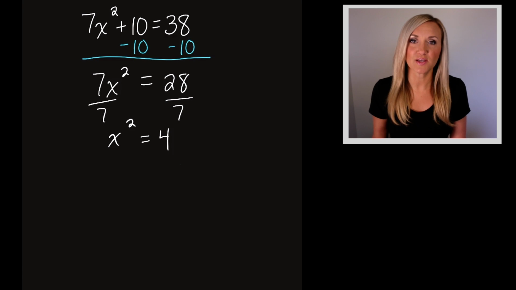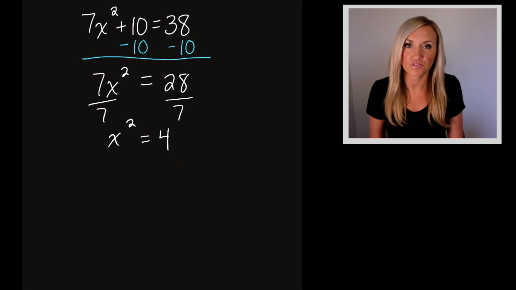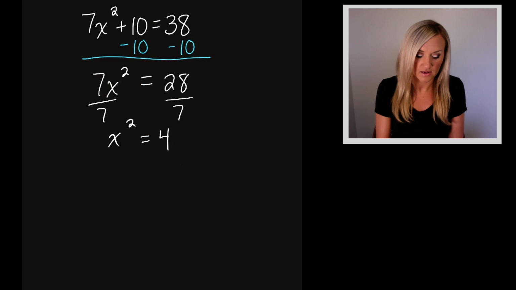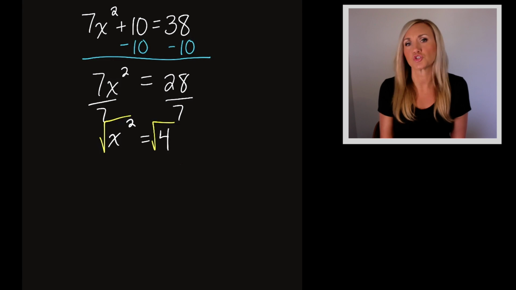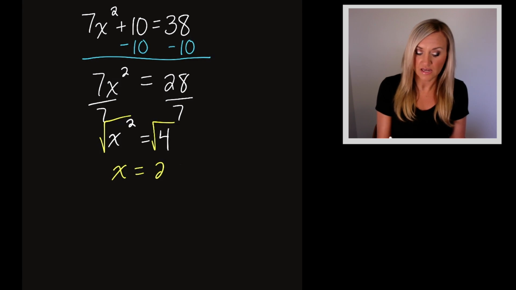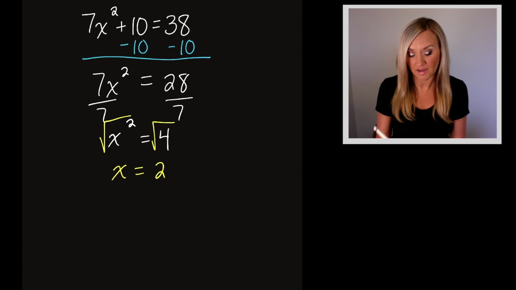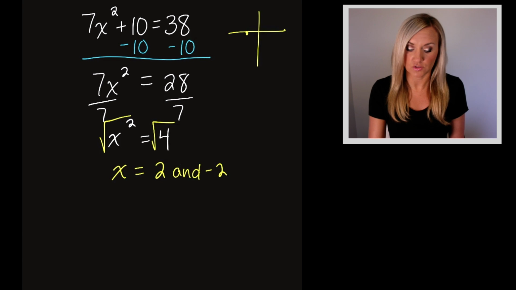I think a lot of you probably feel very confident in solving the rest of the way. We're going to take the square root of each side, and when we do that, our x is not just 2, but it is also negative 2. That's where our parabola is going to cross the x-axis, at a positive 2 and a negative 2.